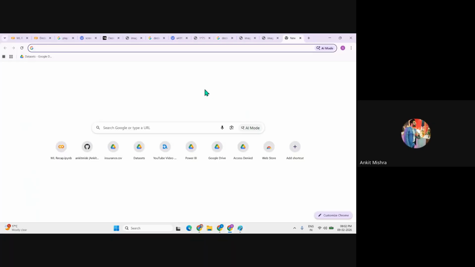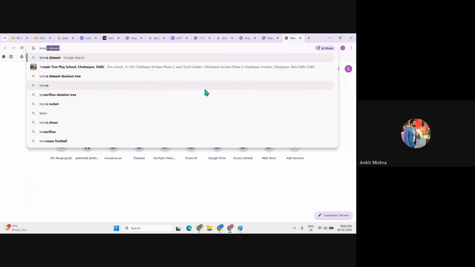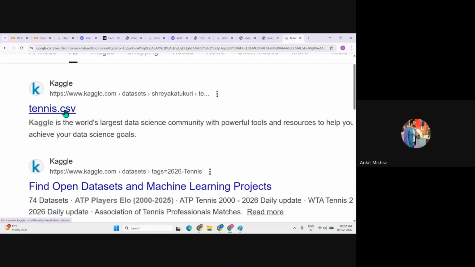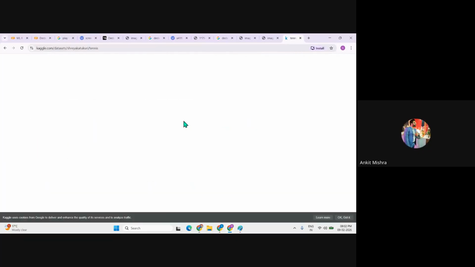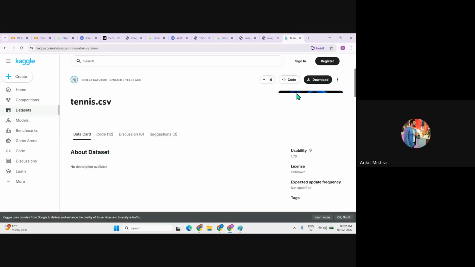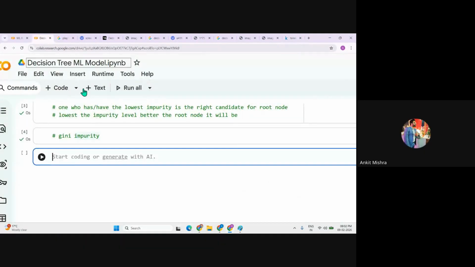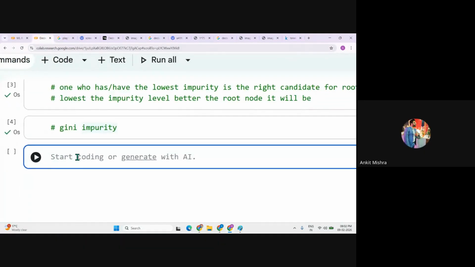You can have a reference of this data set on Kaggle, right? Once you search for tennis data set on Google, you will get the tennis.csv as the first link. If you want to try how to build the model using a decision tree, you can go to Kaggle, click on download, take a reference of this, and then we'll start with the data set or the EDA part, ML building and all, right?